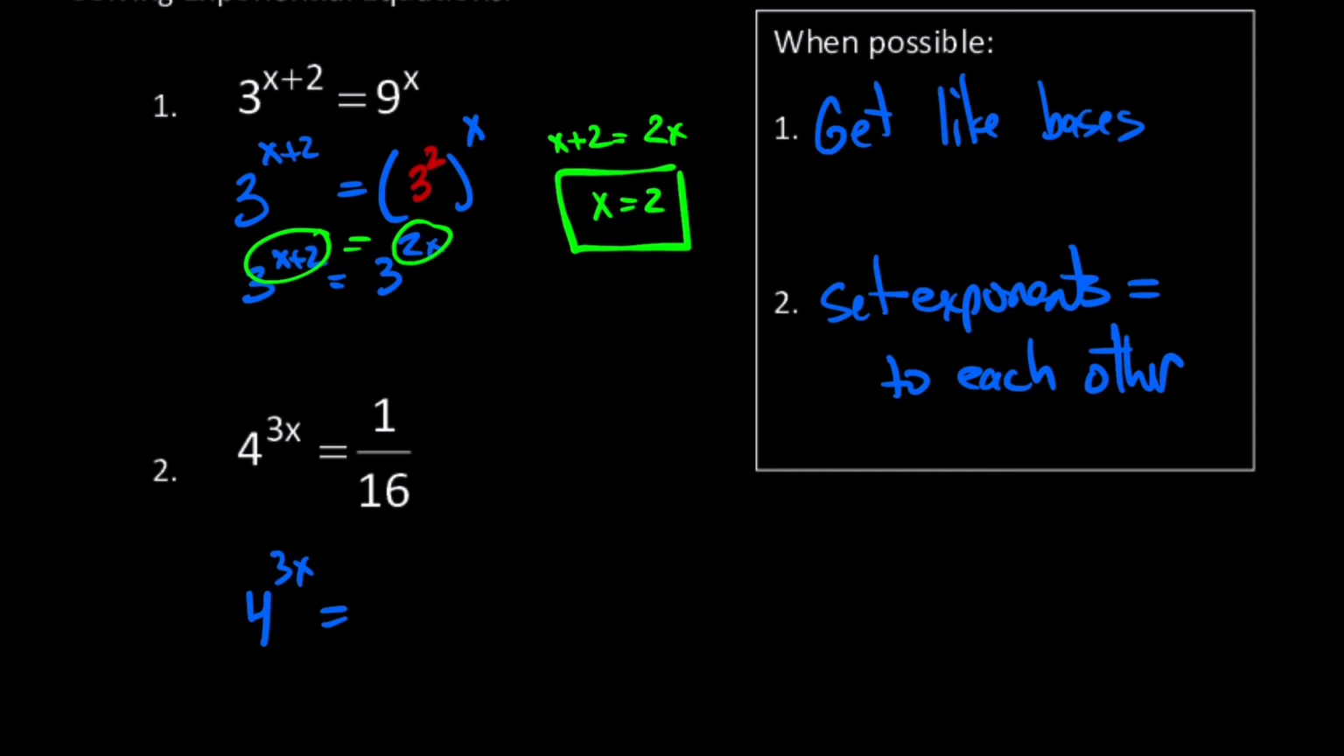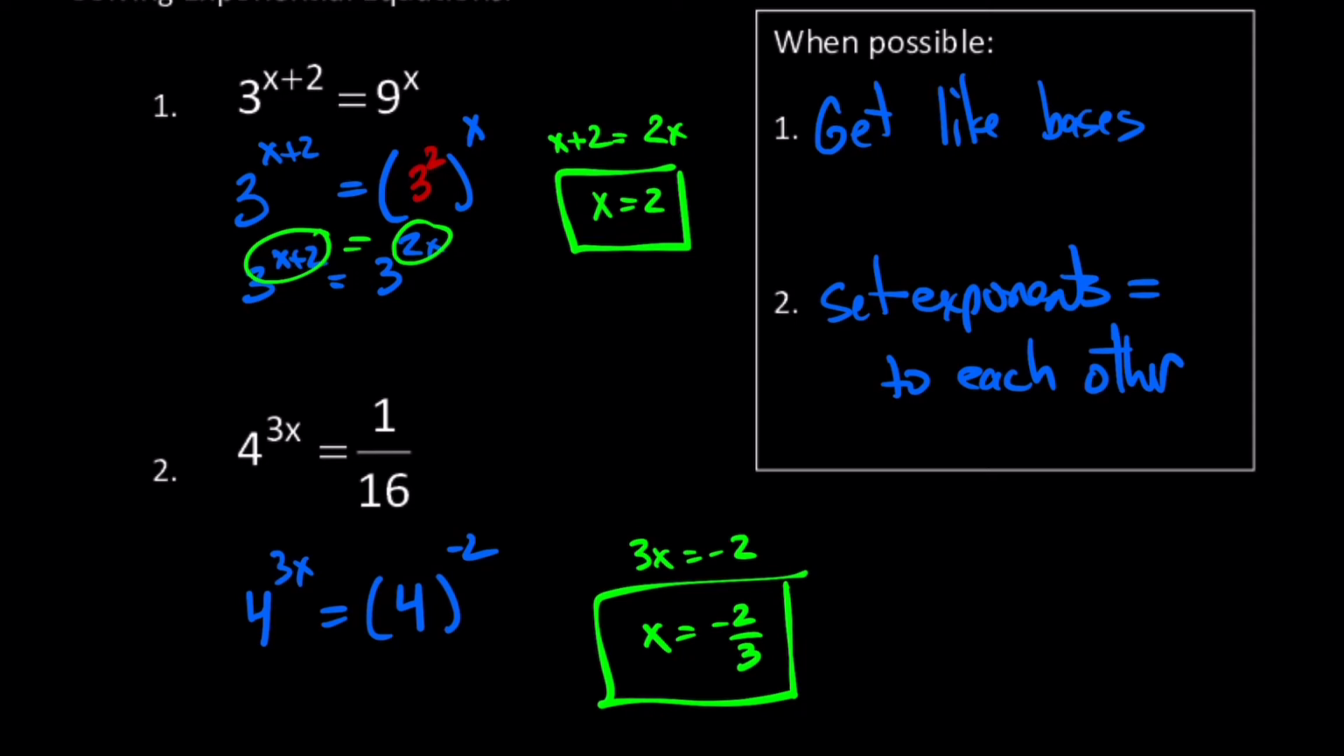Now, this side, the right side, has to be 4 to some power. Well, let's think about it. It's in the denominator. That means I have a negative exponent. And 4 squared is 16, so that's going to be negative 2. Pretty straightforward once again. Once you have those bases the same, 3x equals negative 2, divide by 3, x equals negative 2/3.